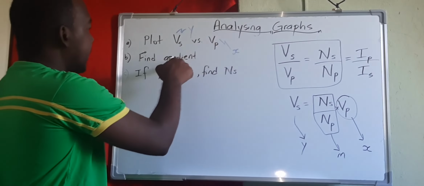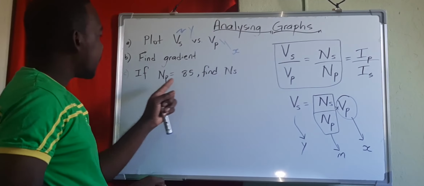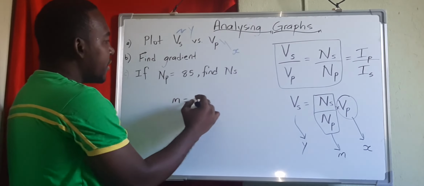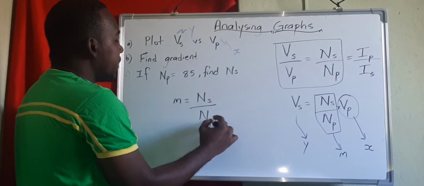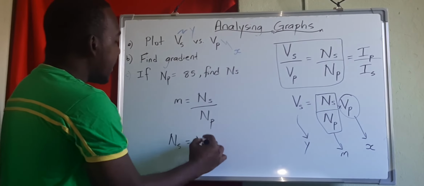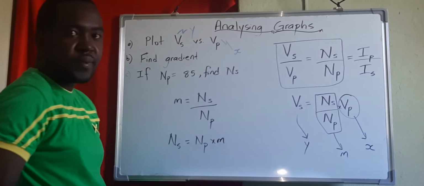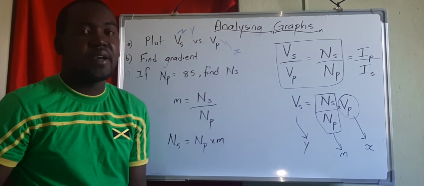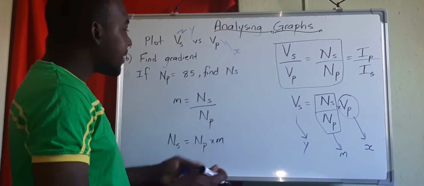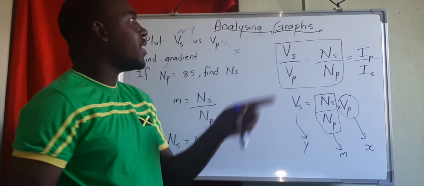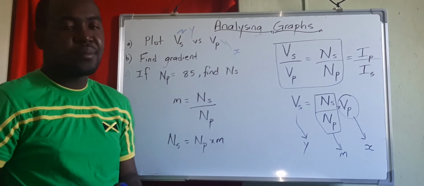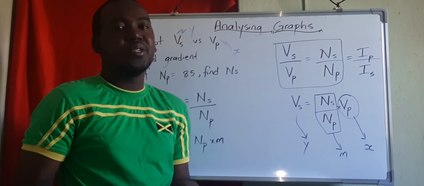So after we plot our graph and we find our gradient, then we can get this, right? Because now we know that our gradient value, m, will be equal to Ns over Np. So we're given Np and we're asked to find Ns, which would be Np multiplied by m. So we put in the value of Np multiplied by your gradient value and you get your Ns value, right? So this is basically the hardest analyzing graph question I've seen recently from CSEC because students were not making the link between these things.